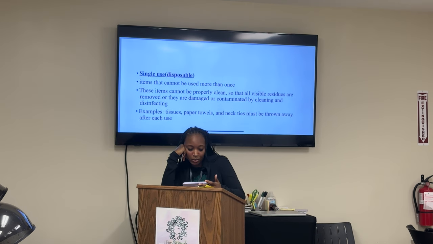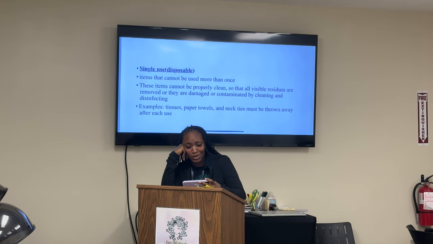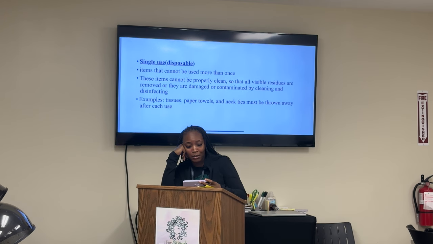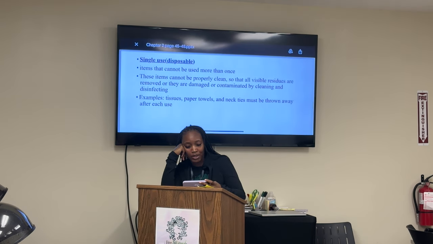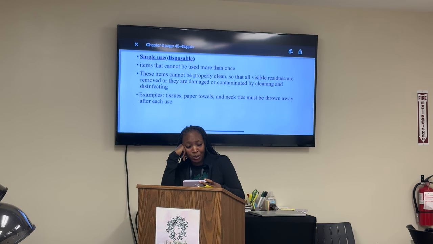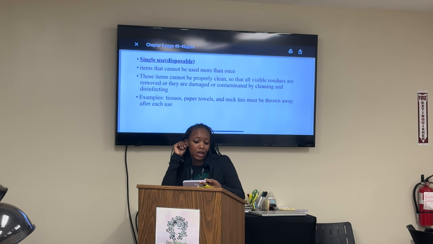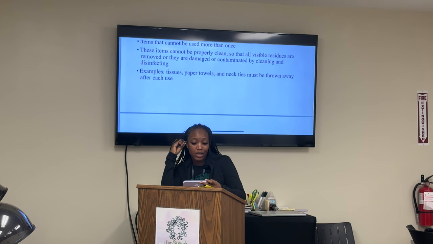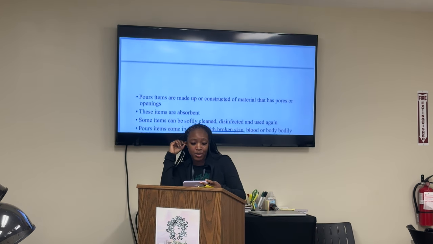Single use, which is disposable, means items that cannot be used more than once. These items cannot be properly cleaned so that all visible residue is removed, or they are damaged or contaminated by cleaning and disinfecting. Examples are tissues, paper towels, neckties. They must be thrown away after each use.